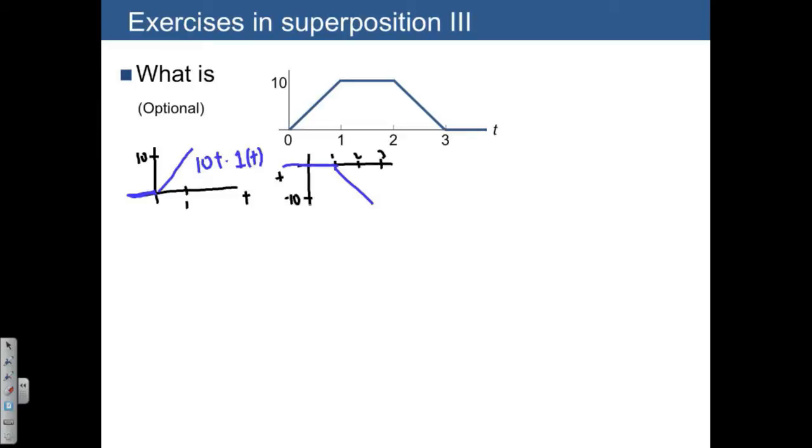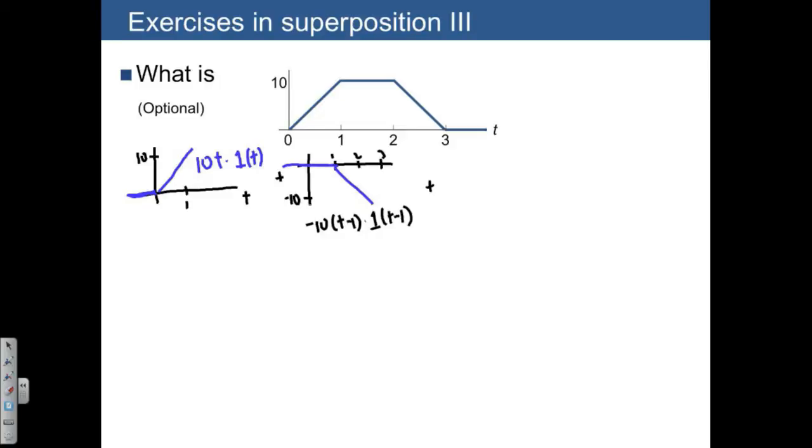minus 10. And the way we write this is going to be minus 10 times t, except our ramp now has been shifted to the right, so we write t minus 1. And we also want it to be 0 for all time before 1, so we multiply that by a unit step shifted to the right by 1.